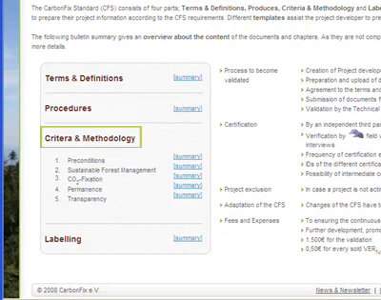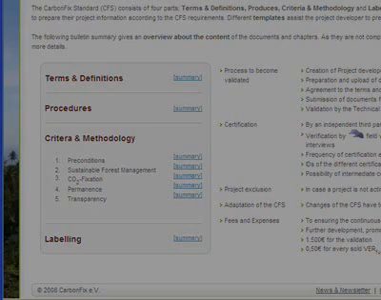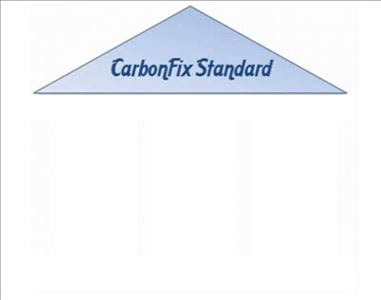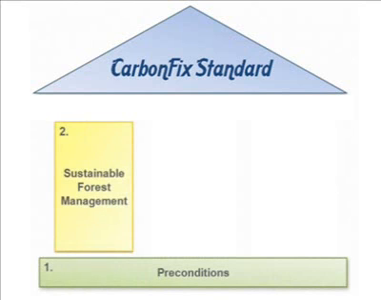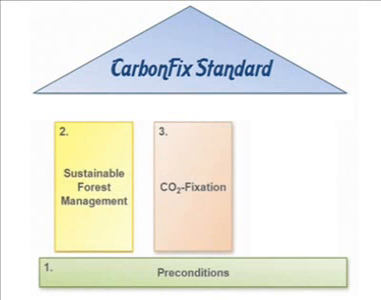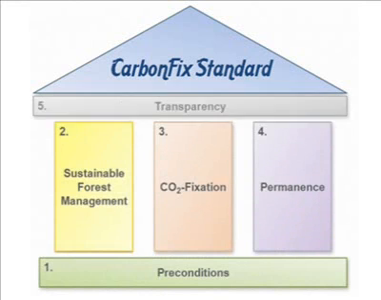The third document, Criteria Methodology, is the core document of the CarbonFix Standard. This document describes all the criteria that must be met to successfully generate carbon credits. These different criteria are grouped in 5 clusters: preconditions, sustainable forest management, CO2 fixation, permanence, and transparency of the project. Let's have a closer look at what this all means.